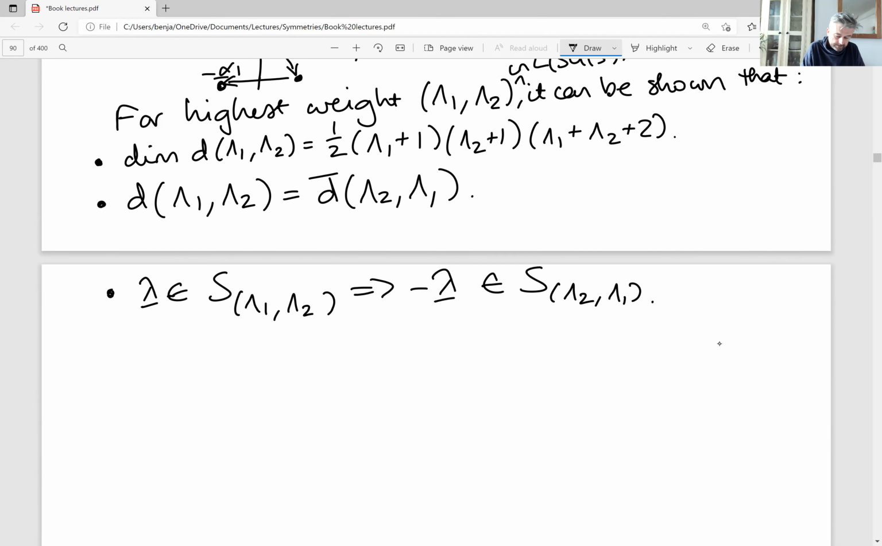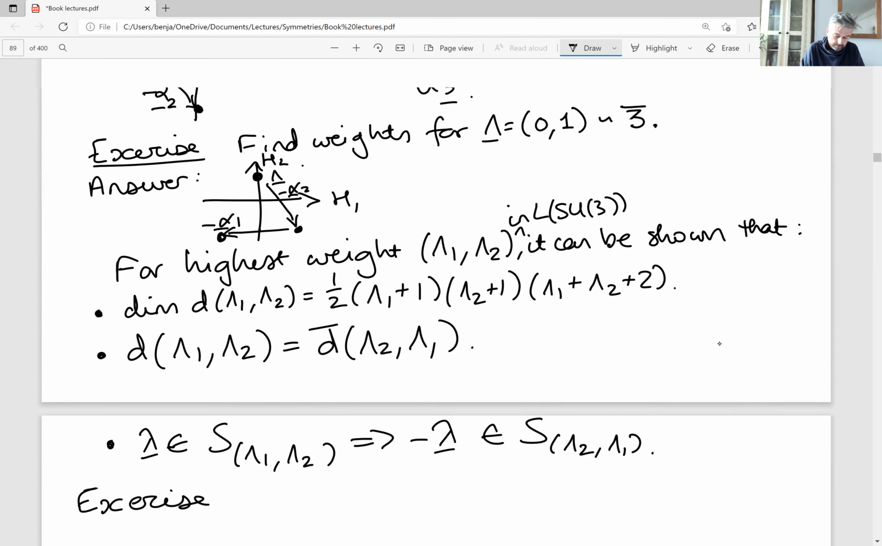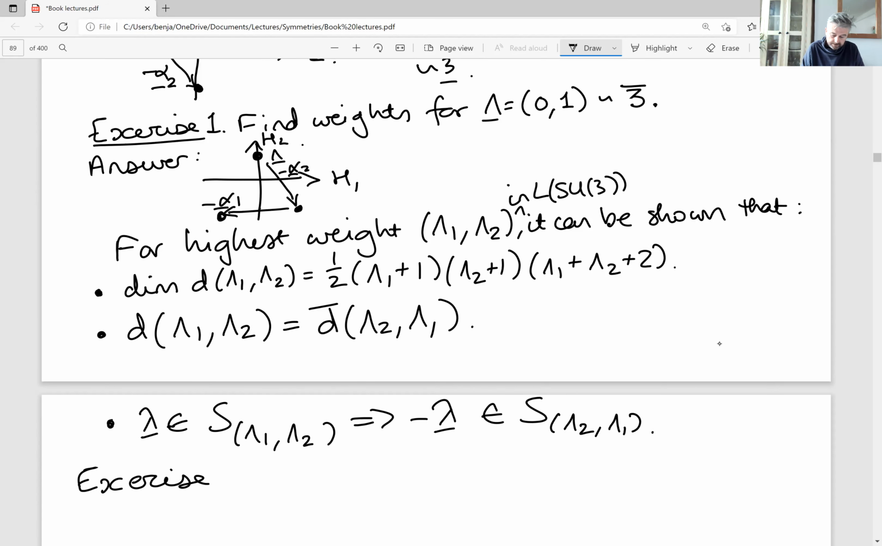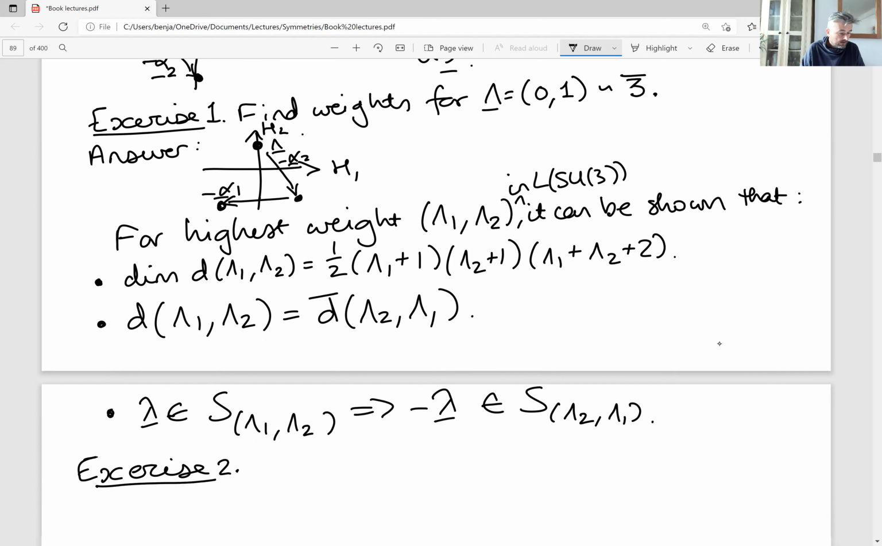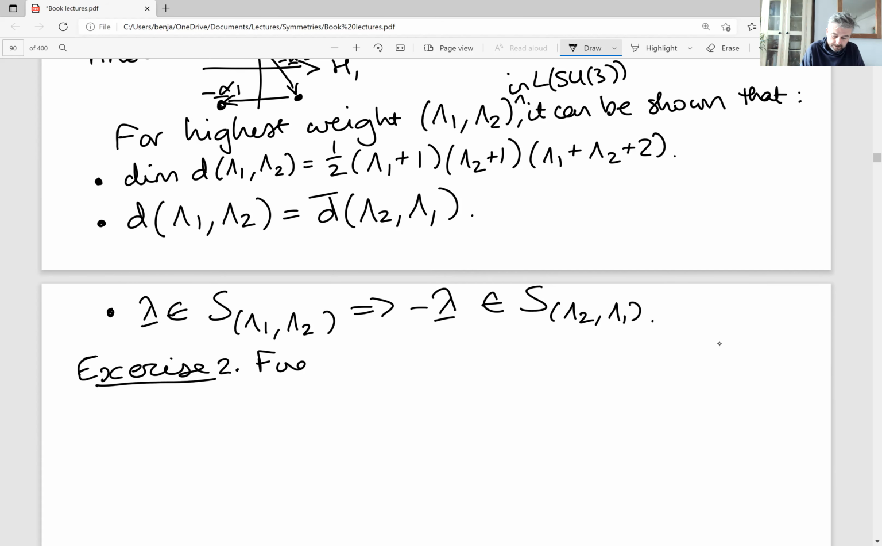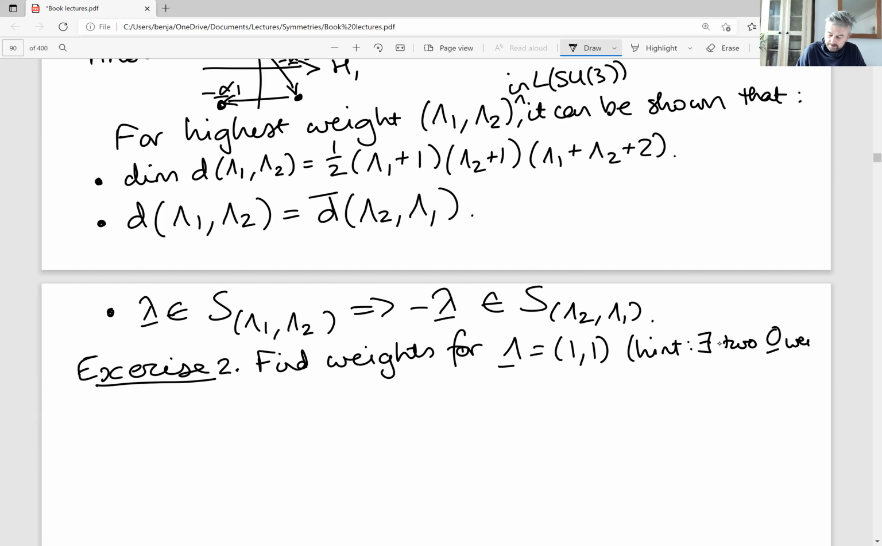Now there's one other exercise which you can do. It doesn't take too long. That's exercise 1. Exercise 2. Find the weights. You can use these facts, but find the weights for highest weight 1, 1. There are 2 zero weights. In other words, the multiplicity of the zero weight is 2.